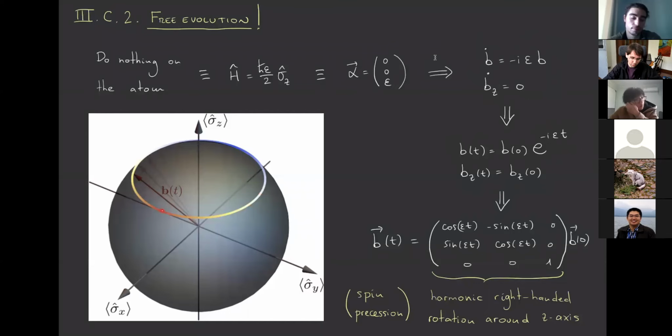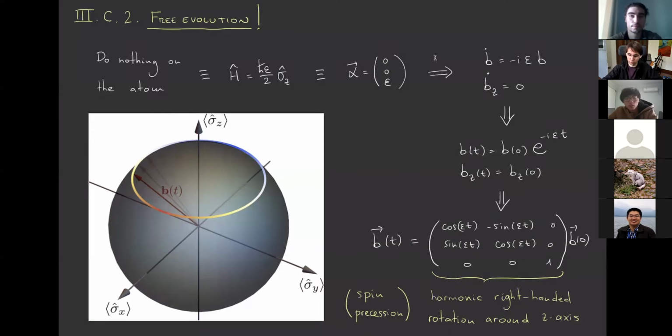If you start at any point in this trajectory, what you will see is that the Bloch vector, with time, just moves around this circle, okay, harmonically. And this is what we call spin precession, okay? So we have a precession of the spin around the Z direction. So this is free evolution, and it's just something as simple as this.